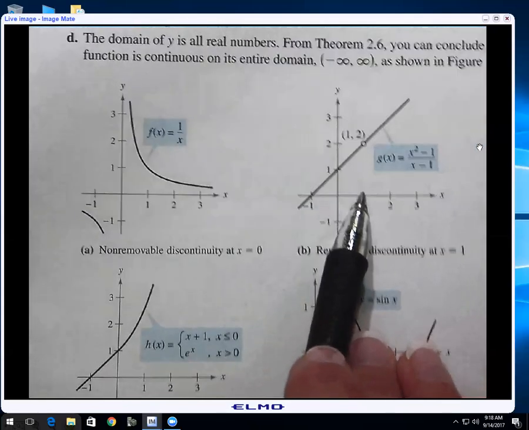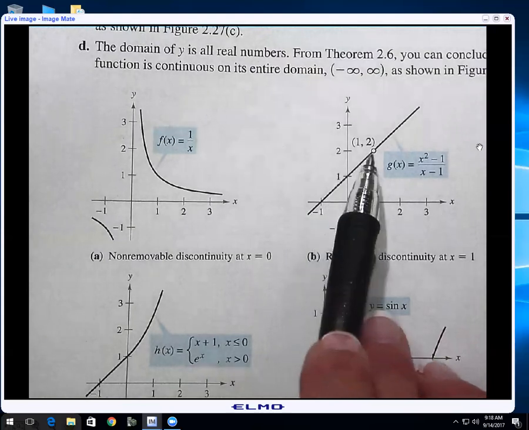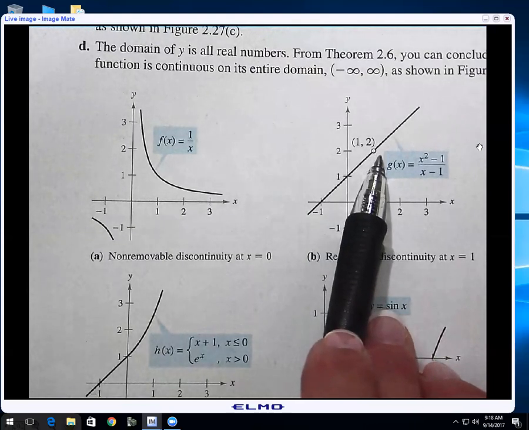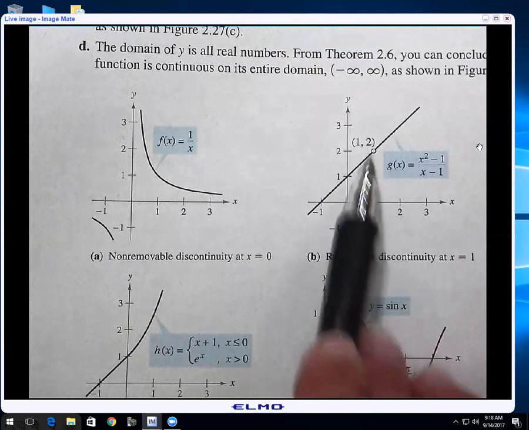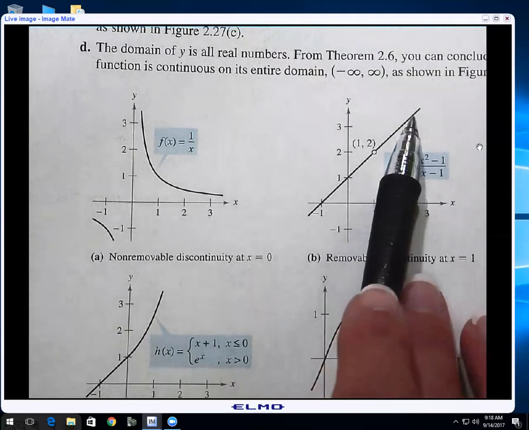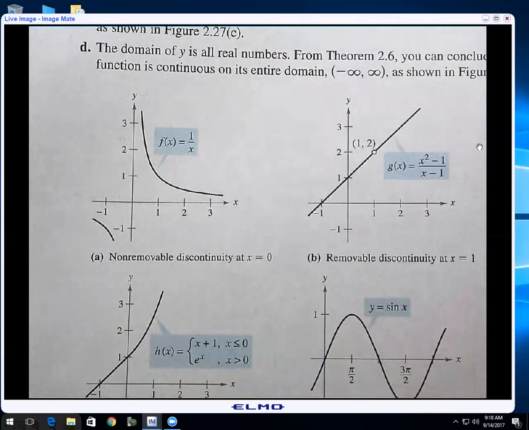This is a removable discontinuity at 1, because if only that dot was filled in, if only f of 1 was defined, then that would be continuous.